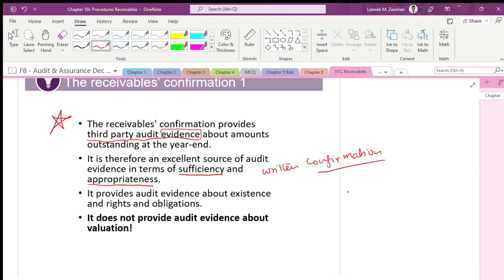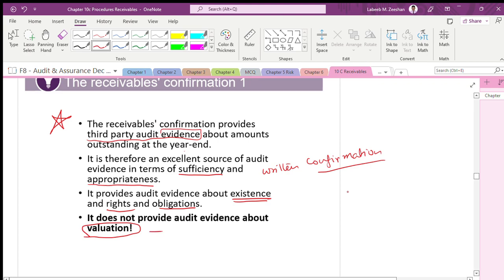What does the return confirmation provide? It provides assurance about the existence, and the rights and obligations. It talks about existence, rights and obligations. It doesn't talk about valuation.